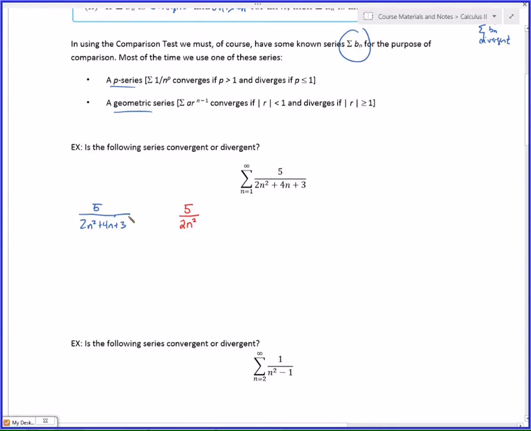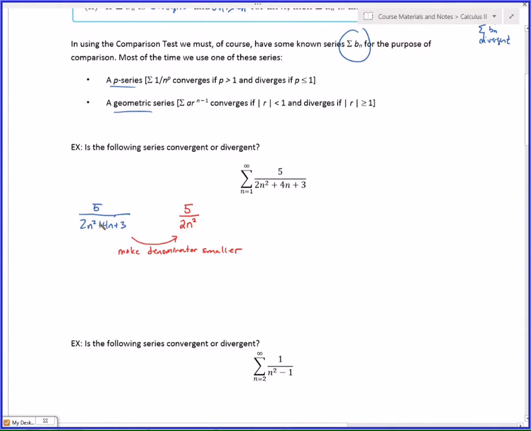Now, if I throw away this 3, what happens to the size of the denominator? Over here, I'm adding 3. Over here, I don't have the plus 3. I've made the denominator smaller. In fact, I threw away the 3 and the 4n. So 2n squared compared to 2n squared plus 4n, this denominator is smaller than this denominator, for all values of n, no matter what positive n you plug in. Isn't that right?